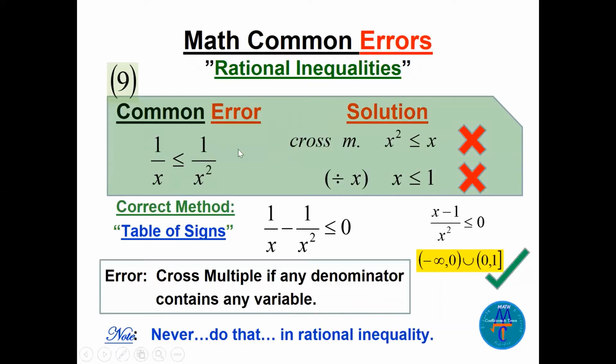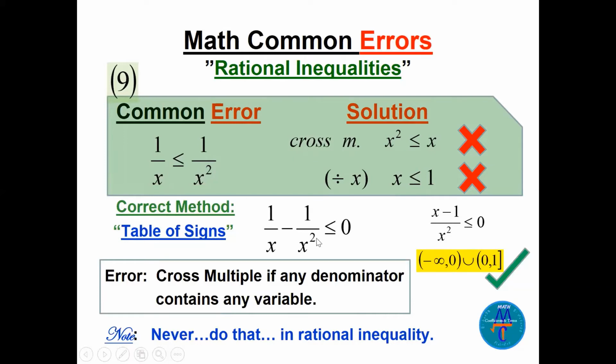Number 9, another common error when we have 1 over x less than or equal 1 over x squared. Now you can cross multiply. Some people will do that. You see, 1 times x squared is equal 1 times x. It looks easy, then divide by x. So x less than or equal to 1. This is a big mistake. Two big mistakes here.